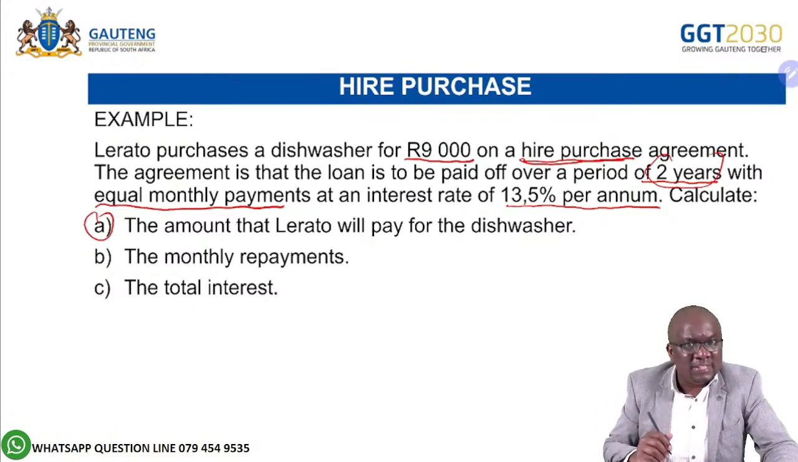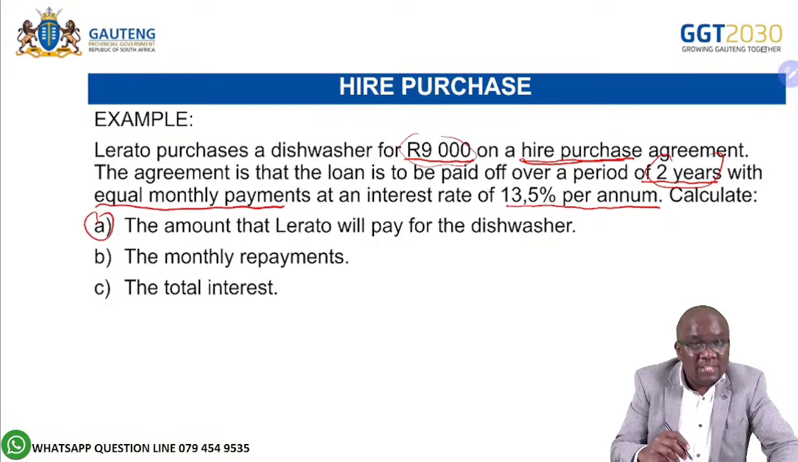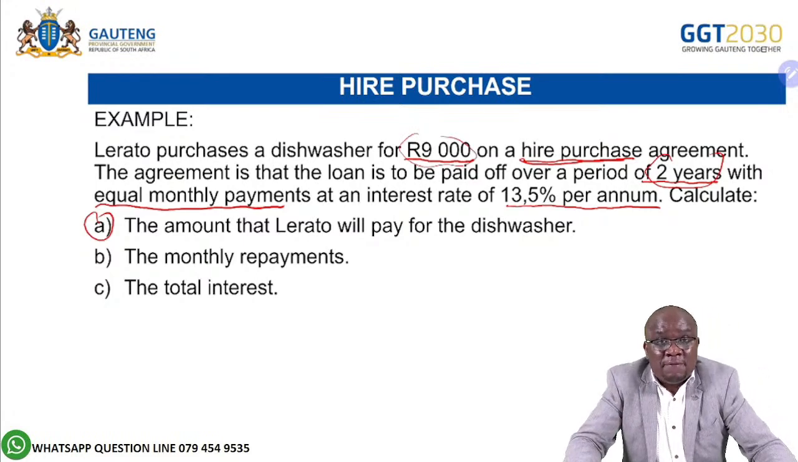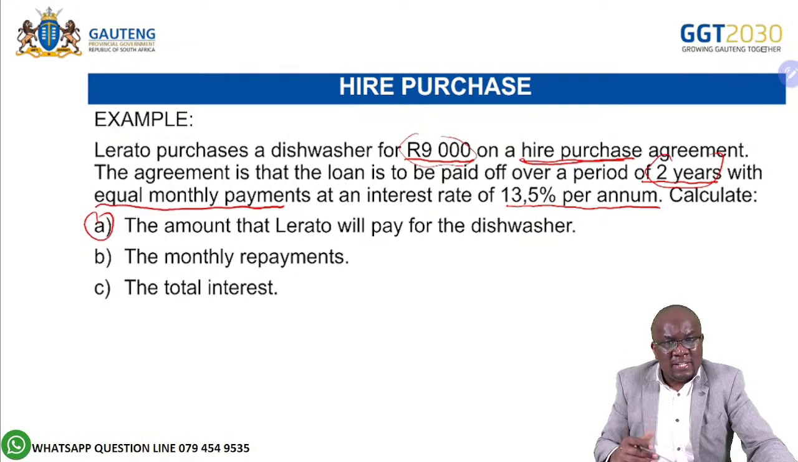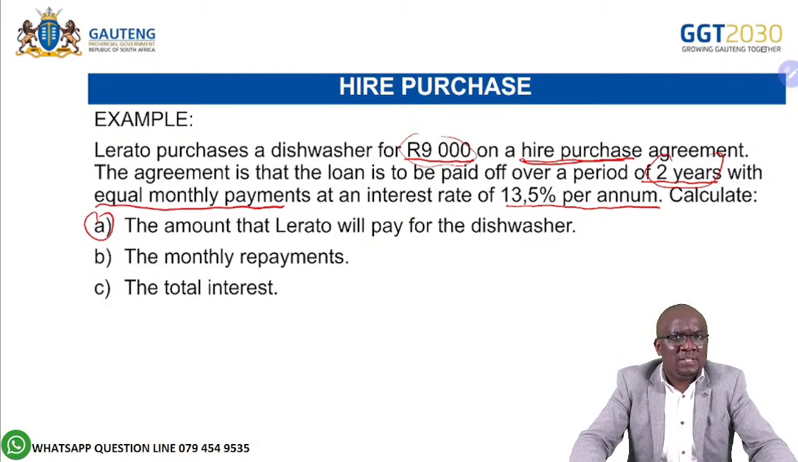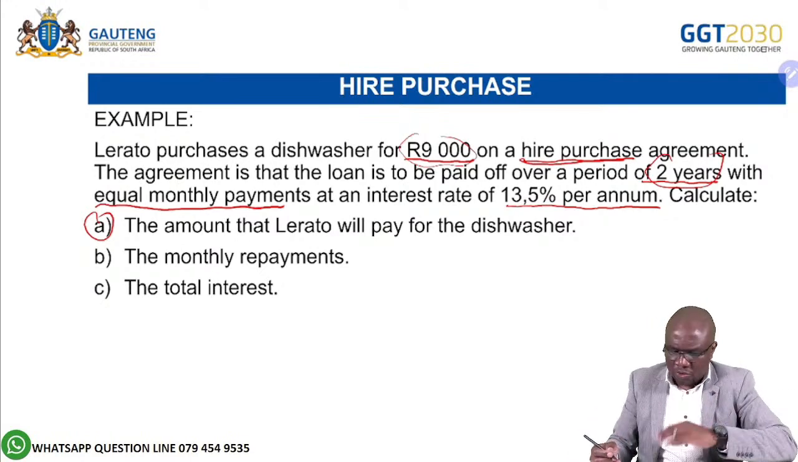And then the total interest now. It will be the difference between the answer we get in A and this 9,000. Let's say Lerato now, she's going to pay 15,000 in these 2 years. What will be the interest paid there? It's going to be 15,000 minus 9,000, which is 6,000. That will be the interest there. Is that clear? Okay, now let's go to the calculations one by one.